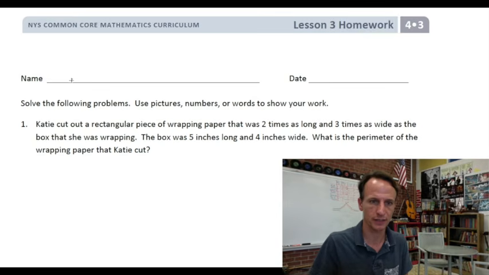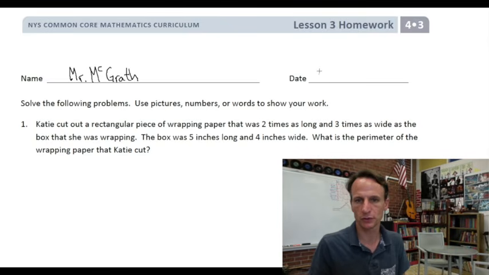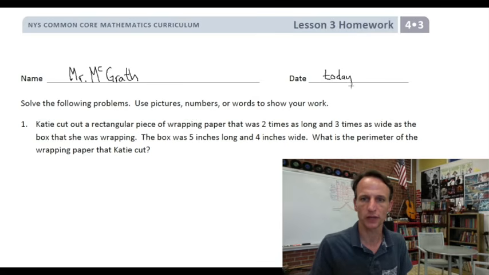Jot our name down at the top of the page. I'll put my name. You put yours, whatever alias you go by. And let's take a moment and do things right. Jot down today's date. I will write today, you write the actual date, where and when you are.